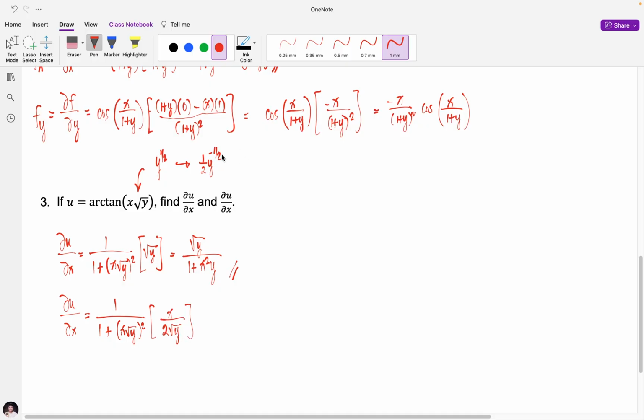So I put it directly in the denominator. This is just the same as 1 over 2 square root of y, right? The square root of y is in the denominator. So from that, this is now equal to x over 2 square root of y times 1 plus x squared y. So that is our final answer.